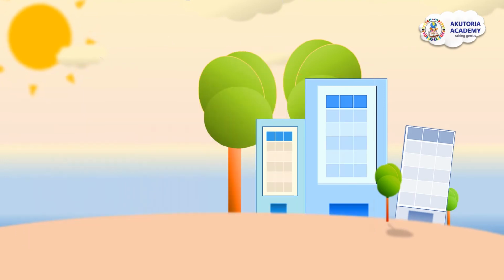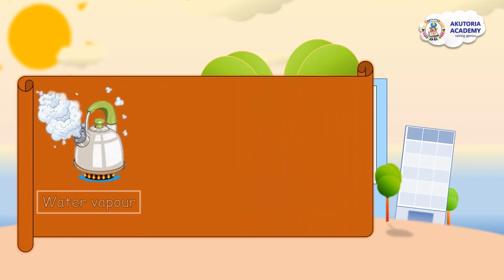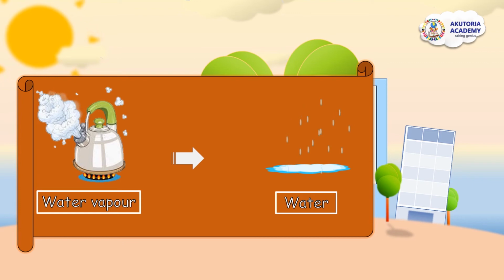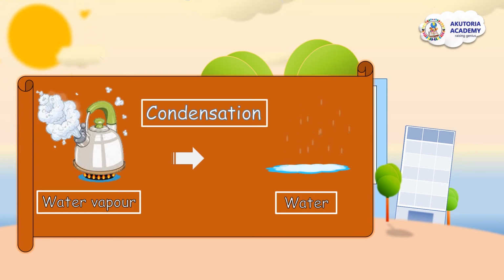Now, what about gases changing to liquids? Can gases change back to liquids or they cannot? Well, good news. Gases could change back to liquids. That is to say, water vapor could change back to water. Very simple. And the name of the process is called condensation.